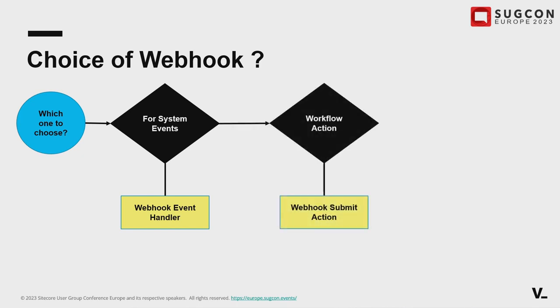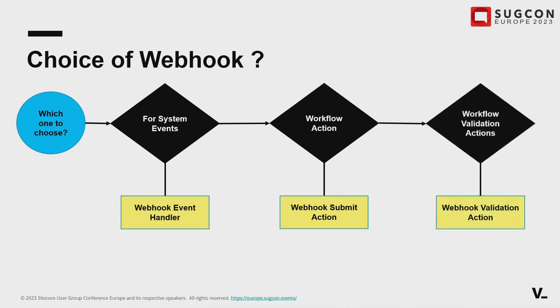And if I have a scenario where I need to call third-party systems whenever an item changes its workflow state, say for example from workflow state ready to draft, then in this scenario we will be using the XM Cloud webhook submit action type.